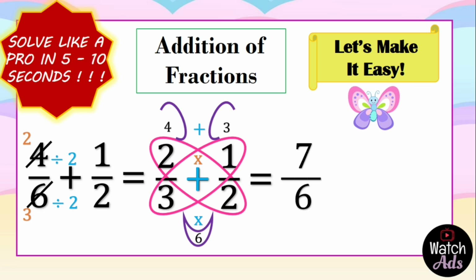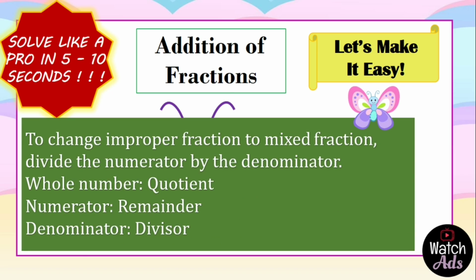Now 7/6. The numerator is greater than the denominator, so this is an improper fraction. We have to convert it into a mixed number. Now, how do we convert improper fractions to mixed fractions? We divide the numerator by the denominator. Our quotient will be the whole number. The remainder will be our numerator, and the divisor will be our denominator. Now, let's go back to our improper fraction.